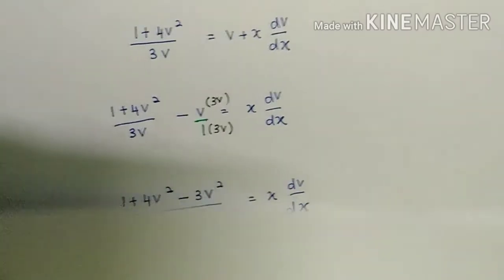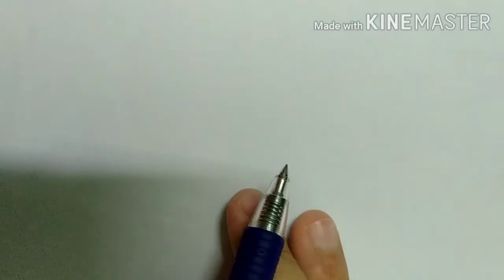Okay, let me change the paper. So just now we have 1 plus v square over 3v equals to x dv over dx.